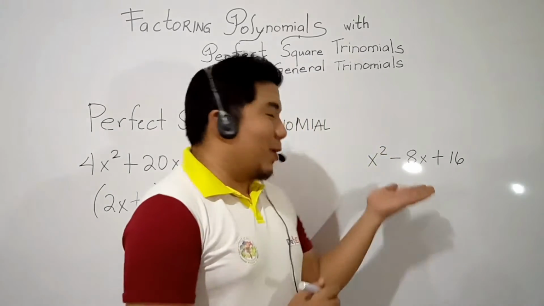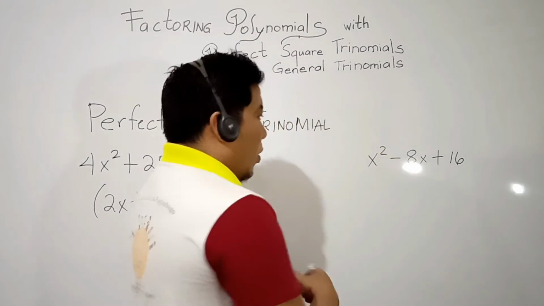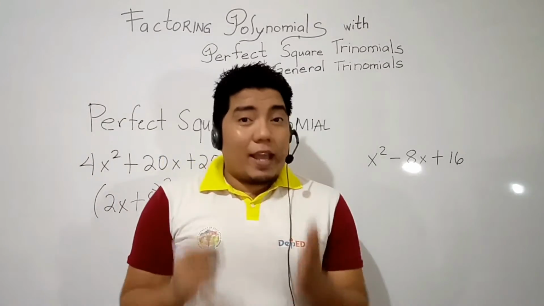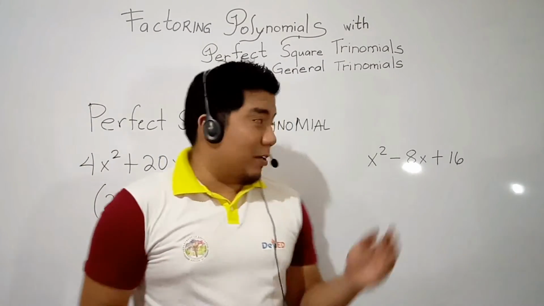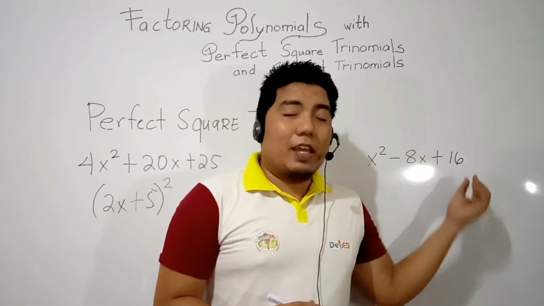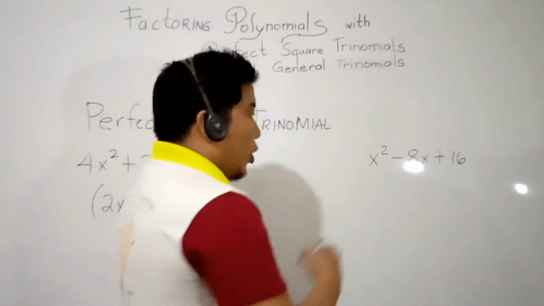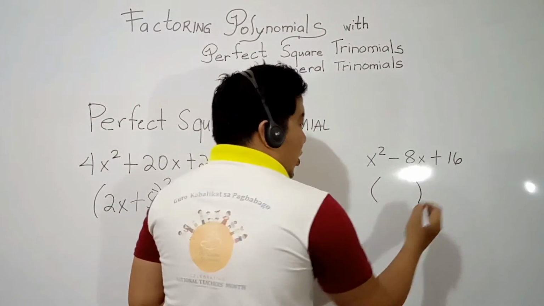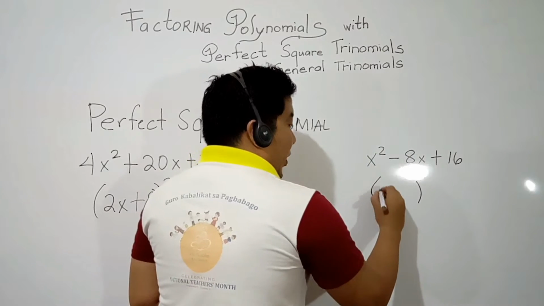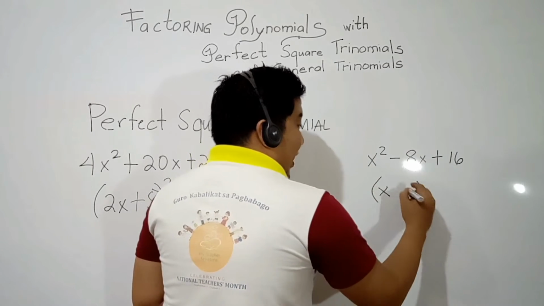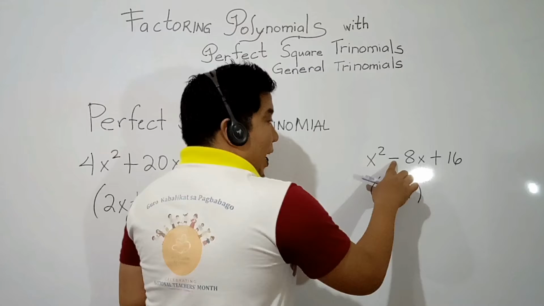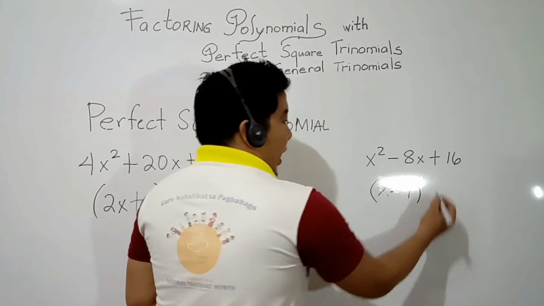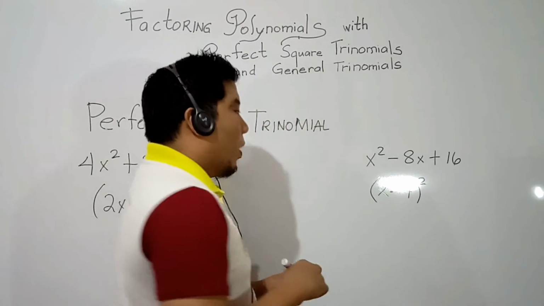Okay. Now let us go to our second example. We have here x squared. x squared is a perfect square. 16 is also a perfect square. So therefore, we can just make one quantity, and the square root of x squared is x, and the square root of 16 is 4. We just copy the sign, minus, and put a squared outside the quantity.